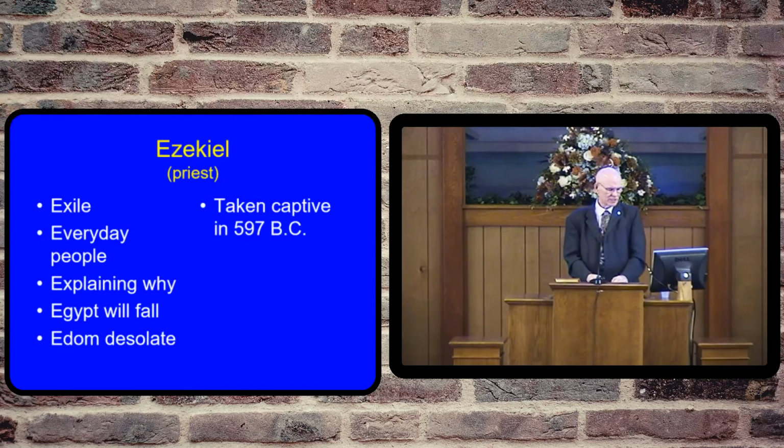Ezekiel is out with the everyday people. He's trying to explain to them why this is all happening, and he's also telling them what's going on back in the city of Jerusalem. Jerusalem hadn't fallen yet when Ezekiel's taken. He's trying to explain what's happening back in Jerusalem. He also prophesies about Egypt and about Edom, taken captive, the second group in 597.